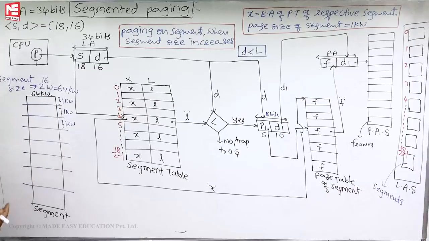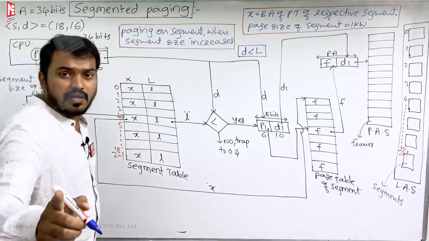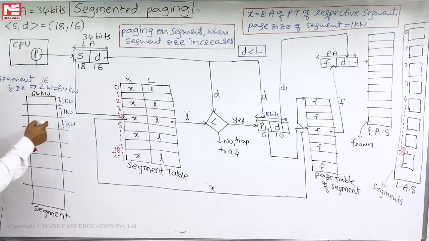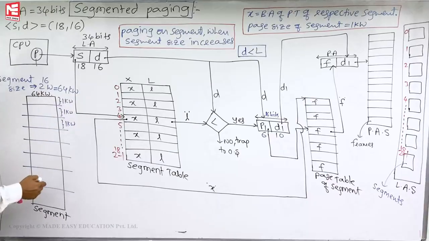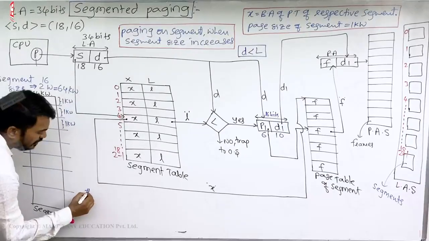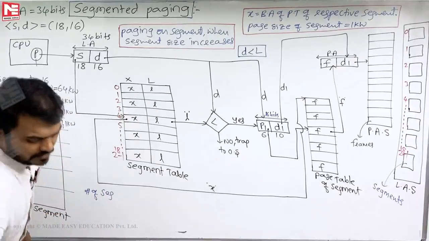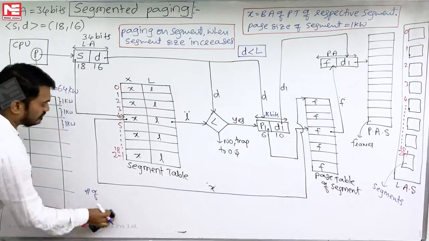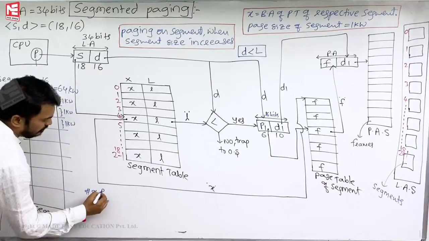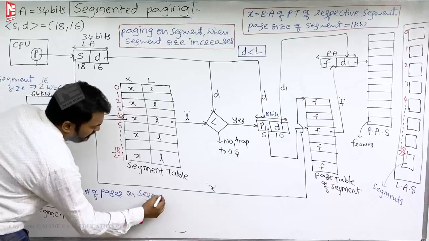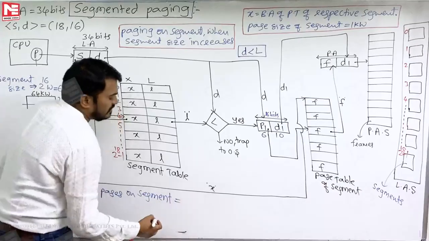Now tell me, if I divide the segment into equal size pages of 1 kilowatts, how many pages do you get on the segment? Understand with values. This segment has how much size? 64 kilowatts. If I divide that into page size 1 kilowatts, how many pages do you get on the segment? Number of pages on segment, copy this.